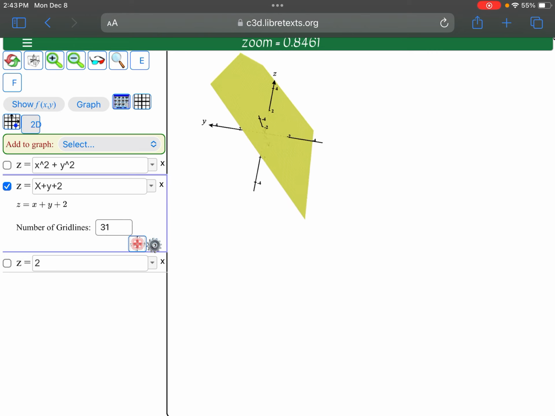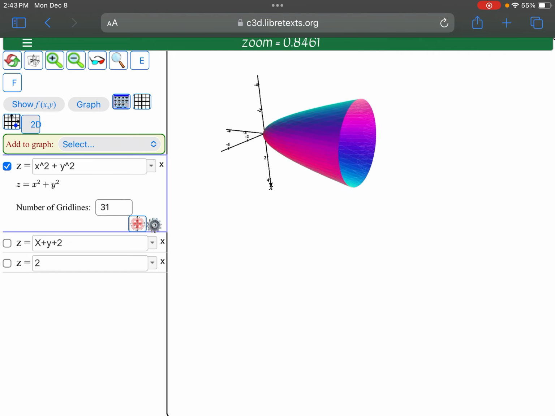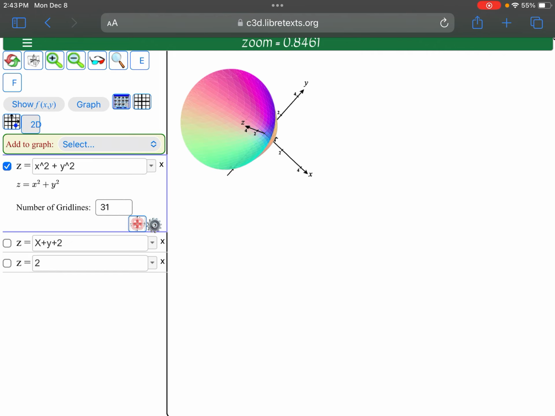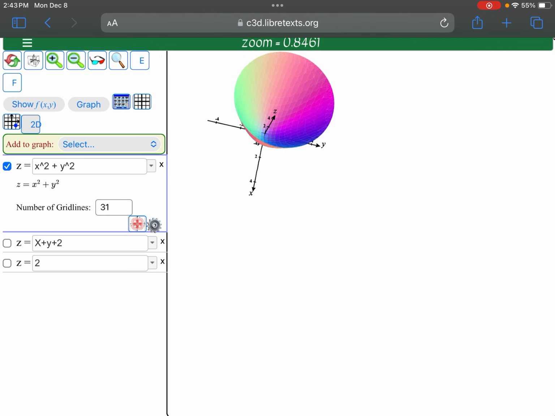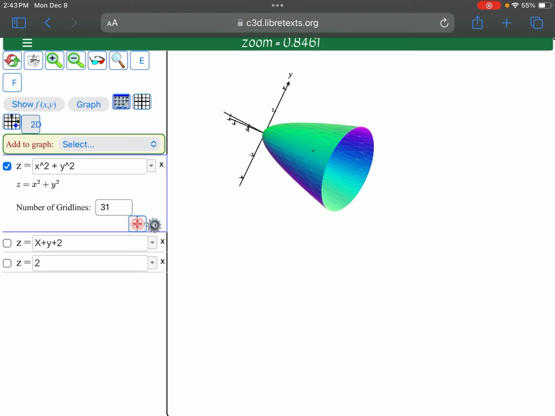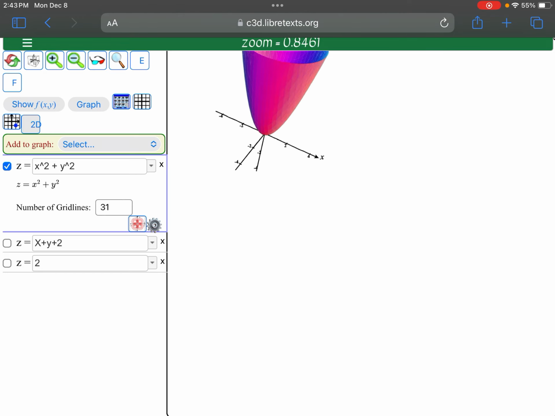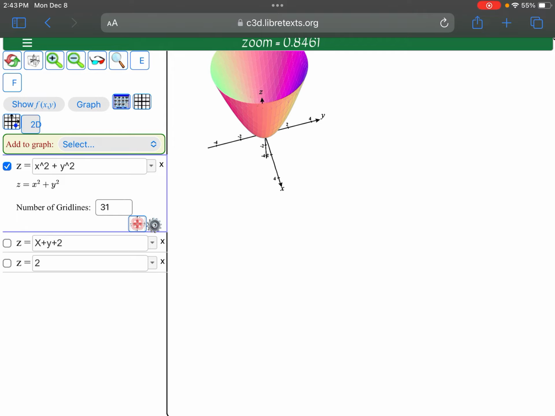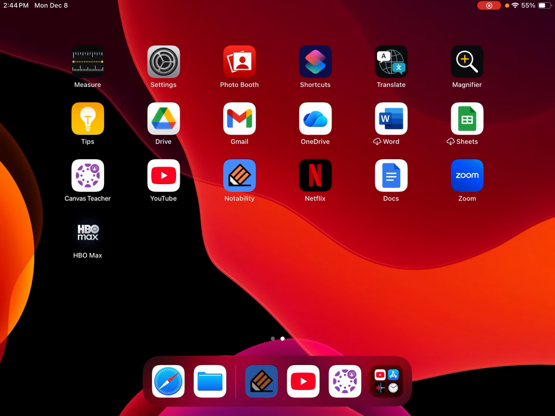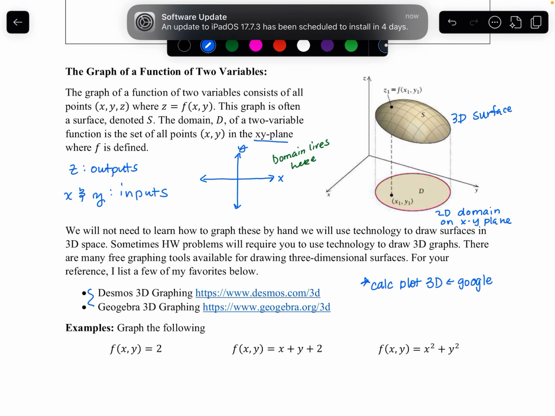For the third one, f of x, y equal to x squared plus y squared. We get this shape. So it's like a parabola, except now it's like a bowl, right? You can kind of see that. You have the positive z-axis in there, right in the center of that bowl. This is called a paraboloid. Again, just utilizing technology here to be able to graph these three surfaces. So I'll have you guys explore that.